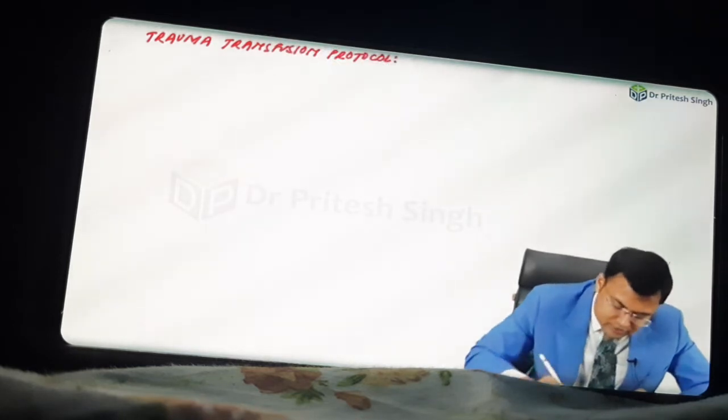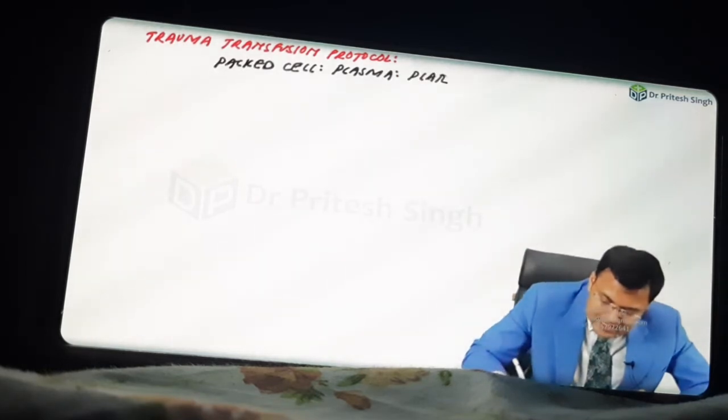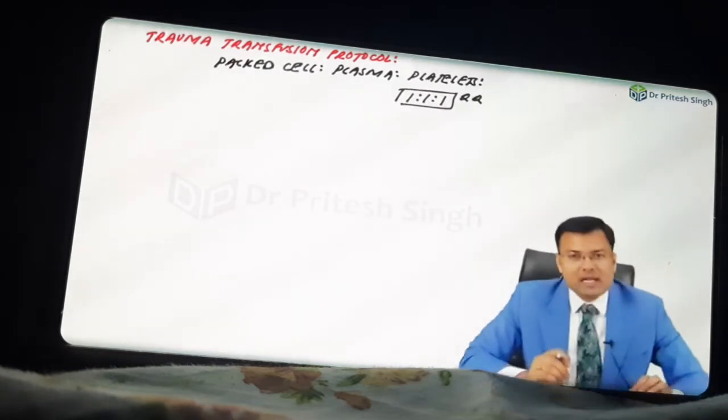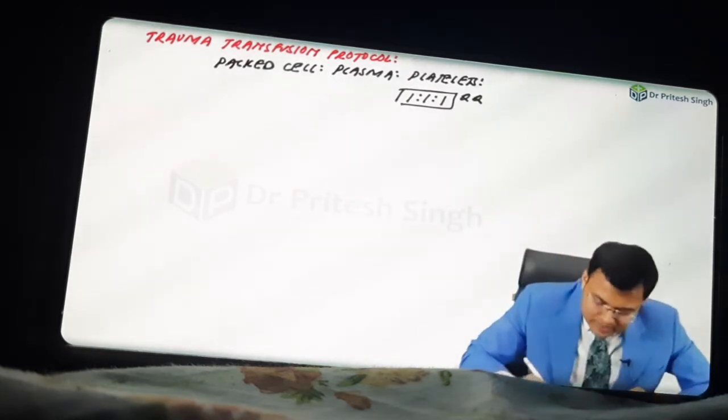Blood transfusion. So what is the trauma transfusion protocol? According to the trauma transfusion protocol, we give packed red cells, plasma and platelets in the ratio of 1:1:1. This question has been continuously asked for the last 3 to 4 years. Continuously. Trauma transfusion protocol.